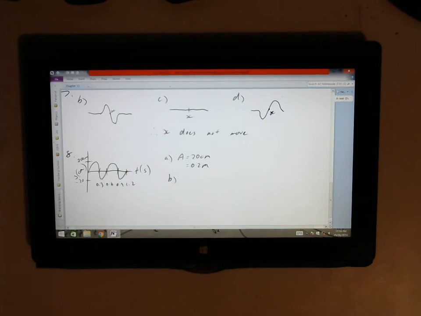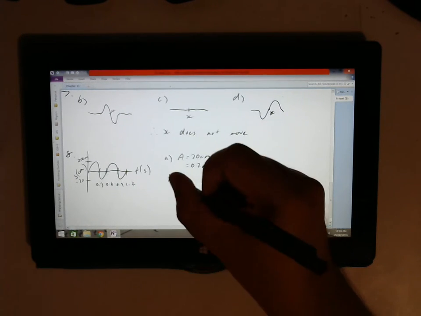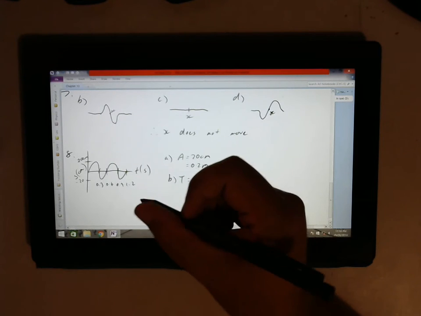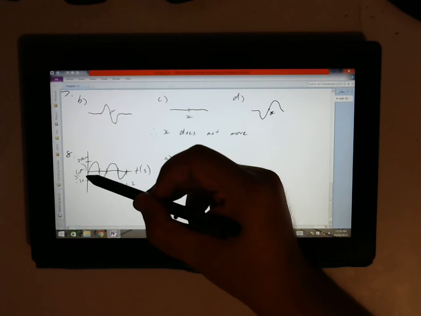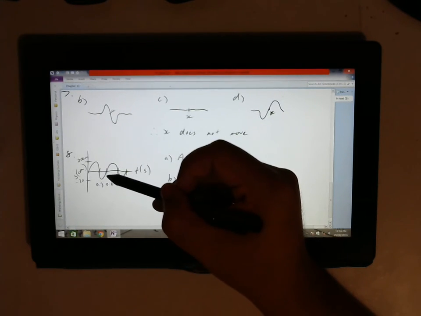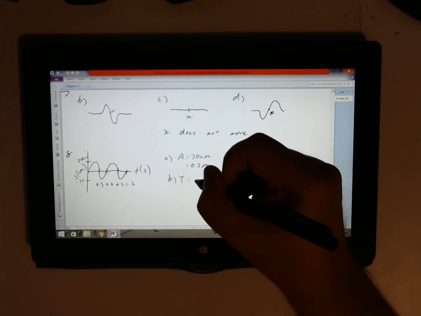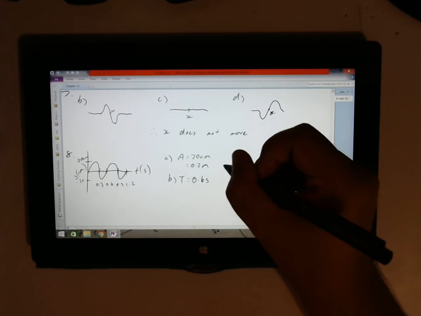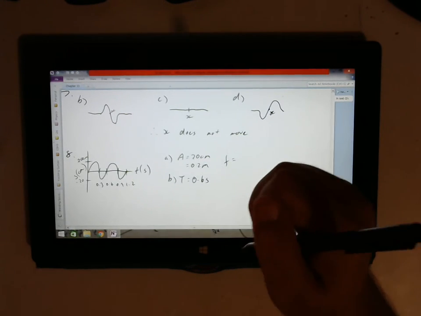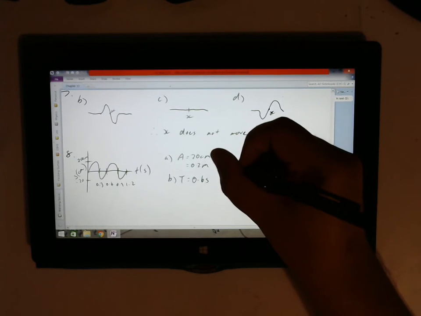Okay, B. Now for B, we want the period of the wave. The definition of period, remember, is the time it takes for one wave to happen. So if we start at 0, we go one whole wave before it repeats. We see that 0.3 is not it, that's only half the wave. So it's 0.6 seconds, and the last thing it asks for is, what is the frequency of the wave?